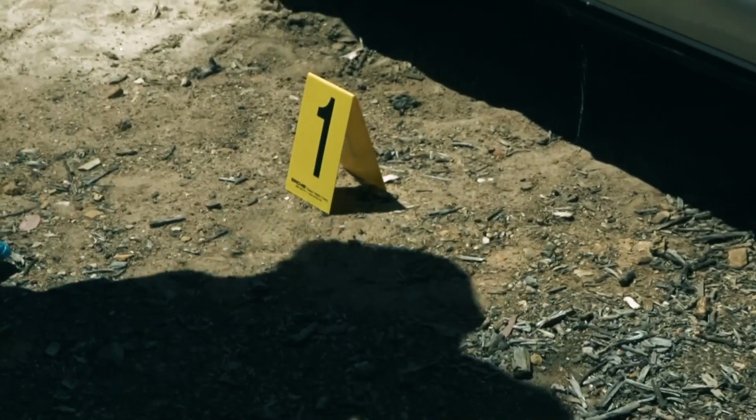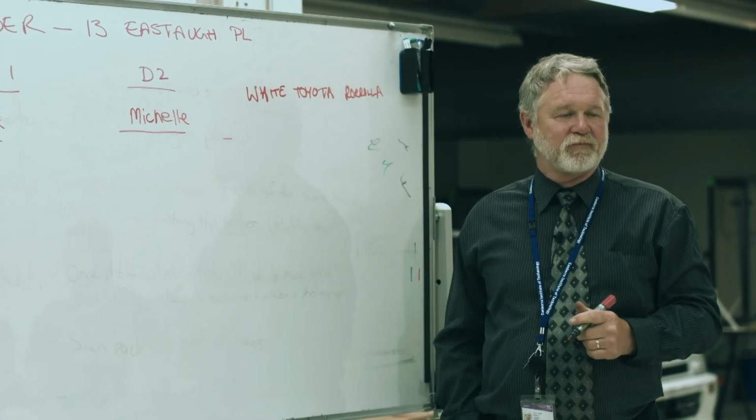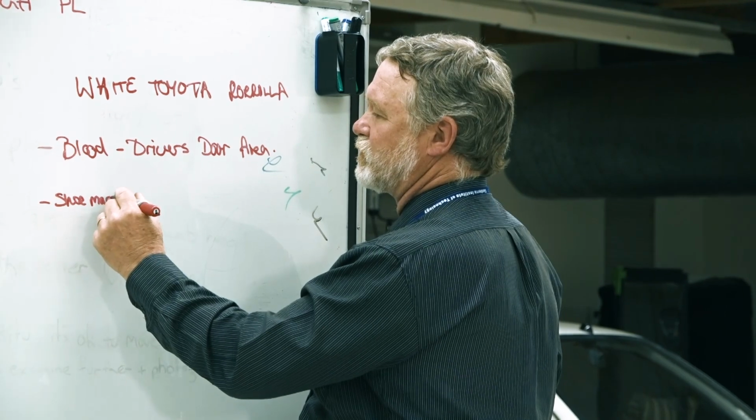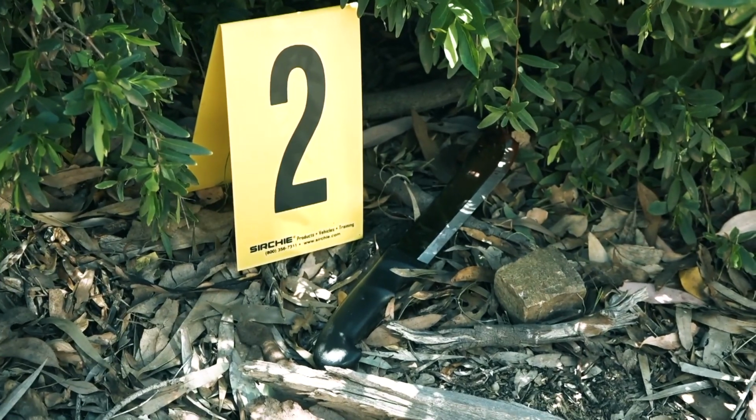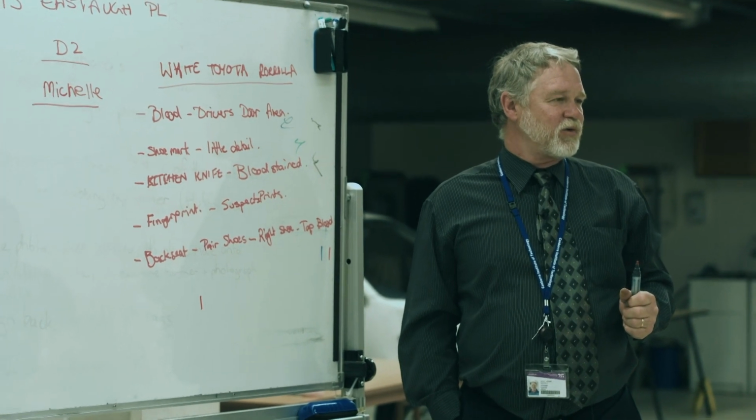On the ground below the driver's side door, we found a partial shoe mark. We weren't able to determine size or if it was a left or right foot. On the ground in the bushes near the car, we found what appeared to be a kitchen knife. The blade was about 12 centimetres long. It also had red-brown staining on it, which we tested with a Hemastix, and it came back positive for a possible presence of blood.